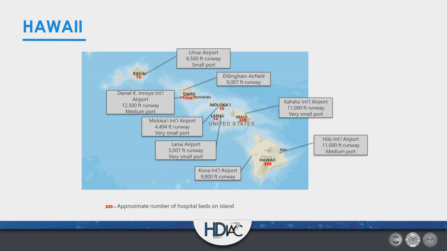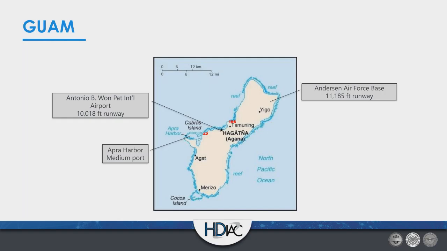So now we'll go through some of the other islands. I'll make sure it goes a little faster here. Hawaii, being one of the largest populations and being the first one, took a little longer, but now we're getting to Guam.